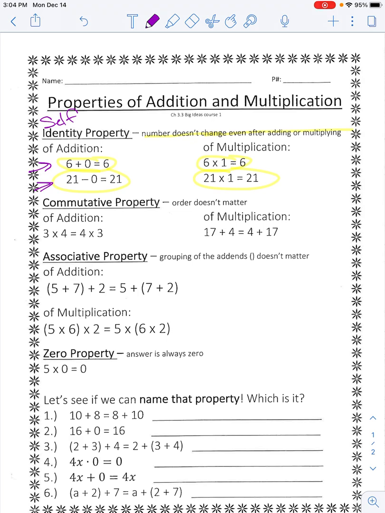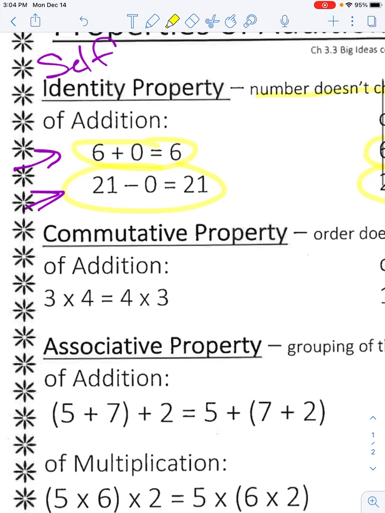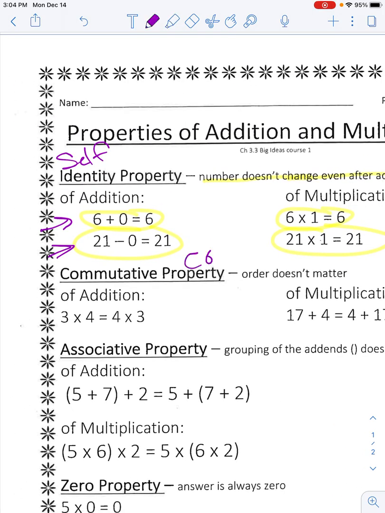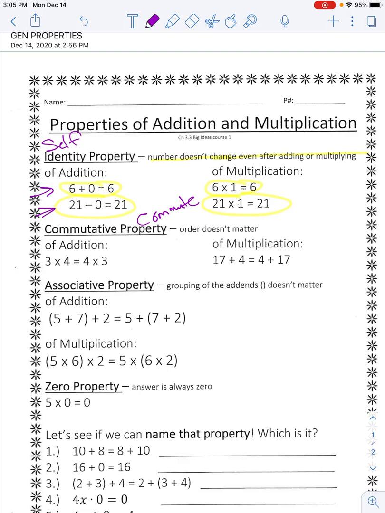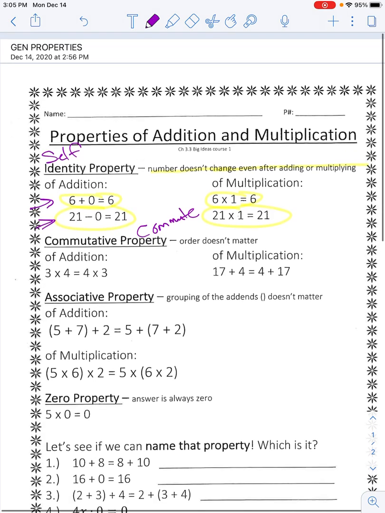Okay. The next one you need to memorize is the commutative property. Think of the word commute. If you commute to school, it's how you get to school. So you may commute to school by the bus or by riding a bike, or your parents may drive you. So think of the commutative property as commute, or to move from one location to the other. So you commuted to school this morning, or you're commuting to practice this afternoon. So think of commute as to move.